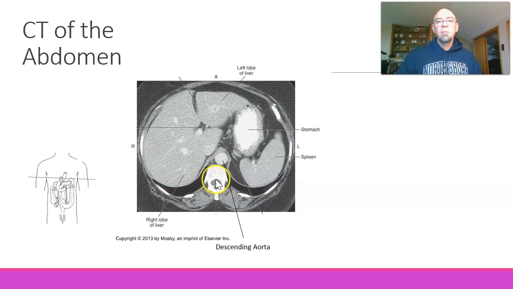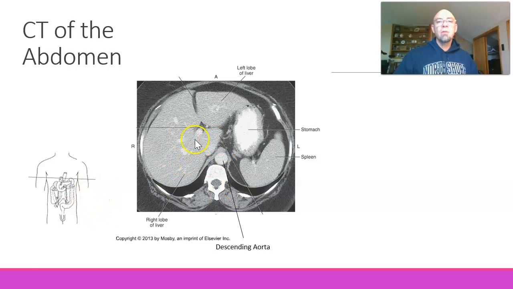So we've got vertebrae here. We still have a descending aorta here. We've got the stomach, which is filled with contrast. This is the spleen, and then the liver. You don't need to know about the different lobes. You just need to know really that this is the liver, and I'll be good with that. So let's work our way down from here.